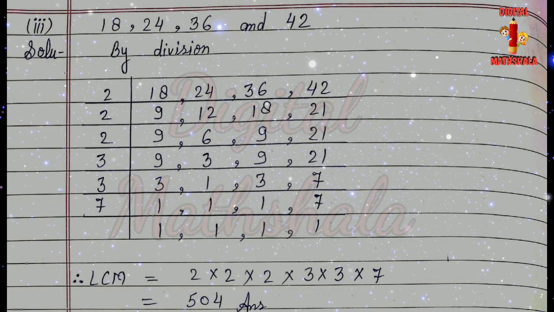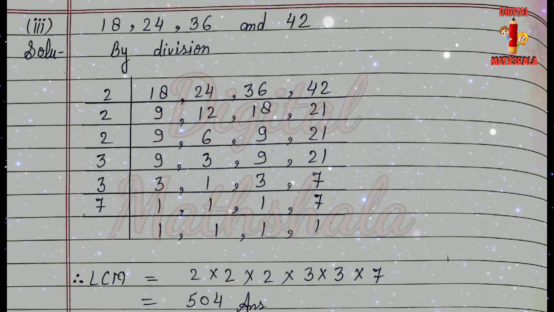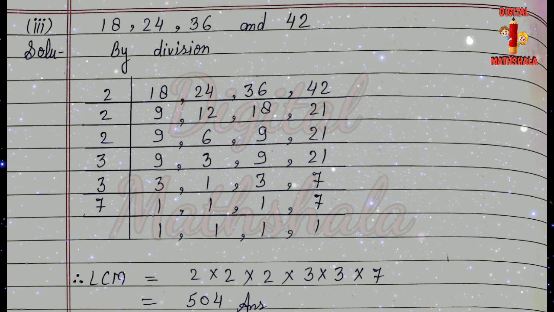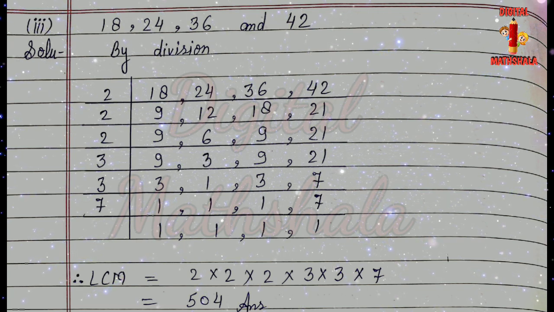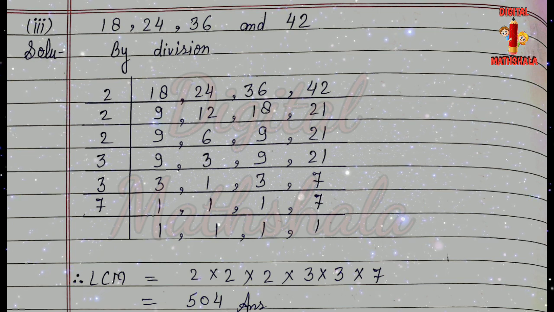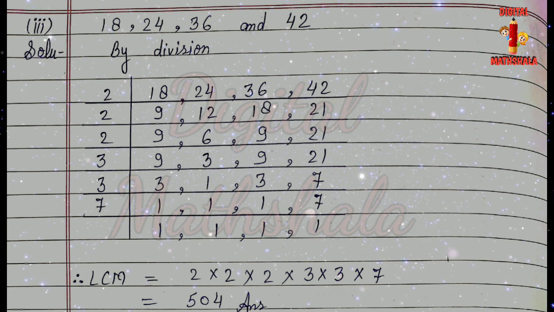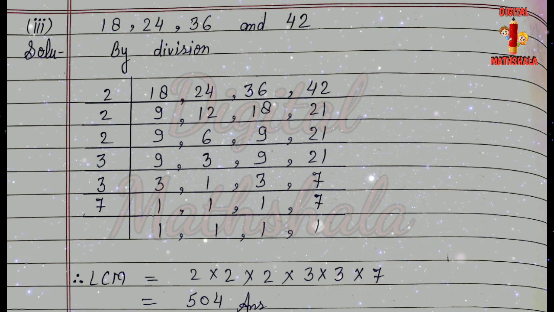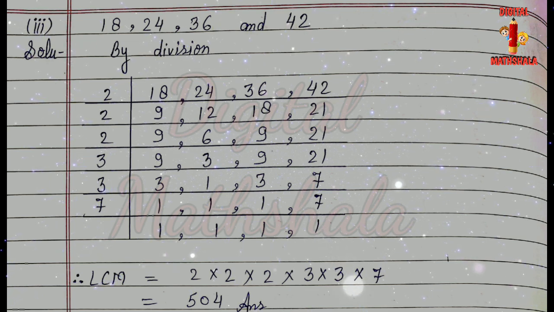So for solving this, first of all we will write all these 4 numbers together, and as you know that all the numbers are even, so we will start dividing by the smallest prime number, that is 2. So when we will divide, we will have 9, 12, 18, 21 respectively, and again we will divide by 2 because here two numbers are even, that is 12 and 18. So we will divide again by 2. So here in place of 9 and 21 we will write as it is 9 and 21. We will not divide because these are not even numbers.